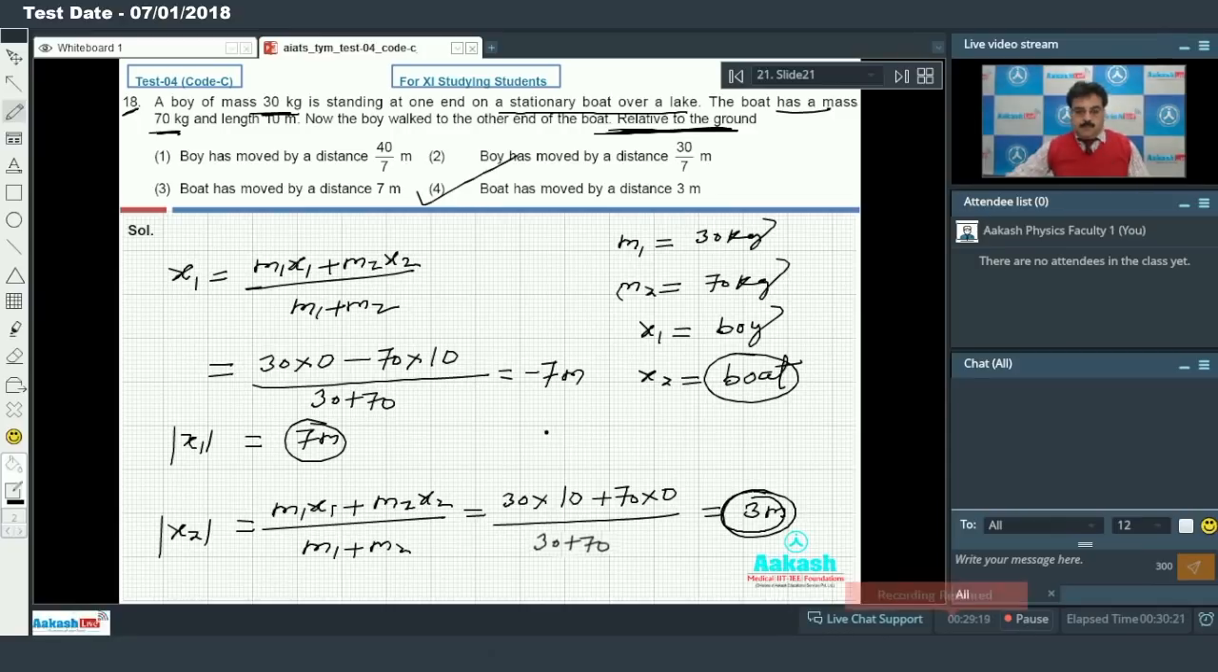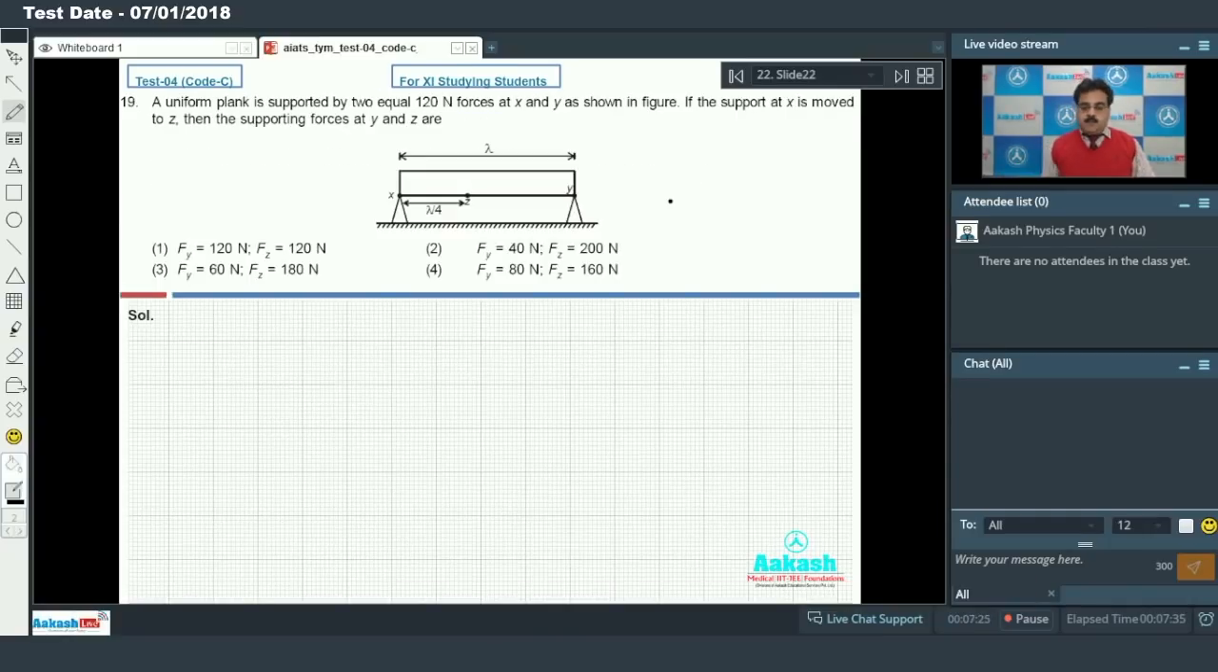So let's move on to question number 19. So now I am going to take question number 19. A uniform plank is supported by two equal forces, 120 Newton at X and Y as shown in figure. If the support at X is moved to Z, then the supporting forces at Y and Z are.